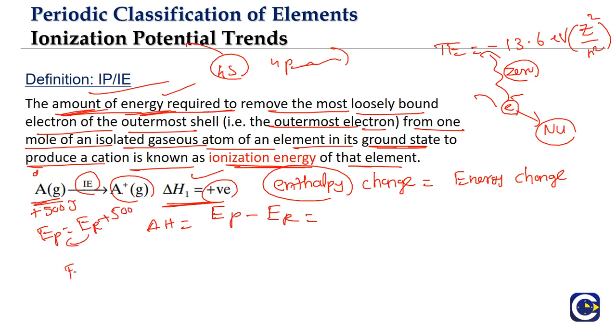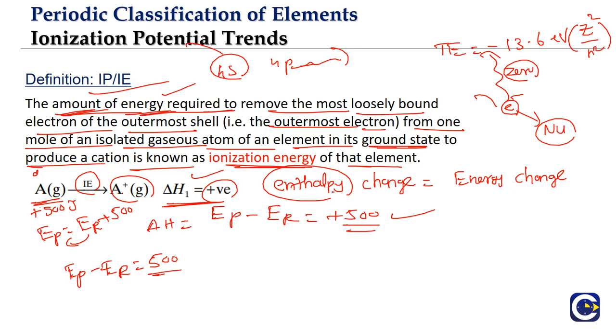Now from here, calculate it. What is the energy of the product minus the energy of the reactant? It is 500, it comes plus. So this is plus 500. So the enthalpy change, the way we see it, is going to be positive. It indicates that this much energy is absorbed or taken. Generally, such phenomena we call endothermic phenomena.